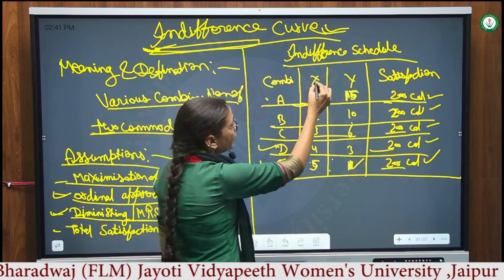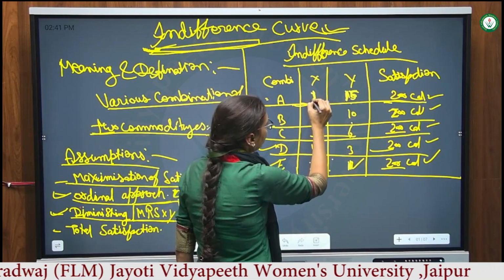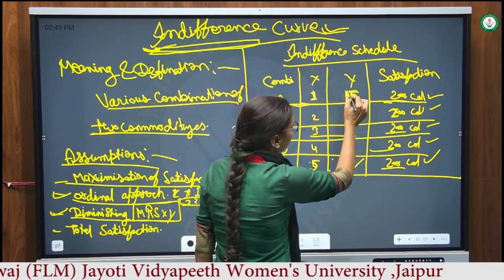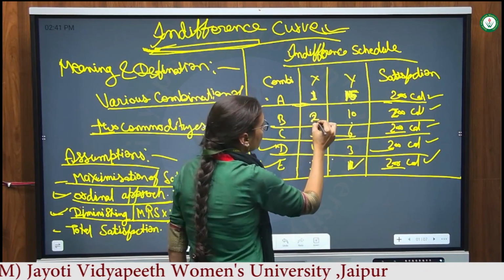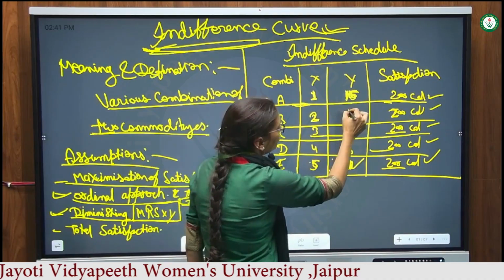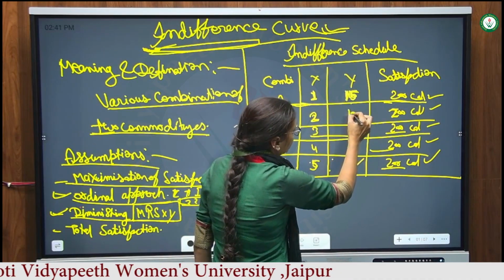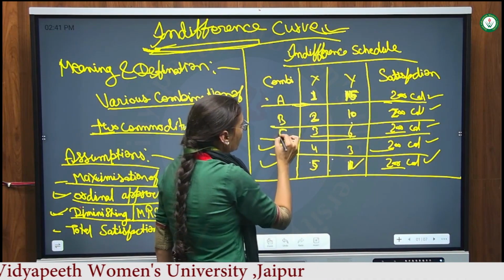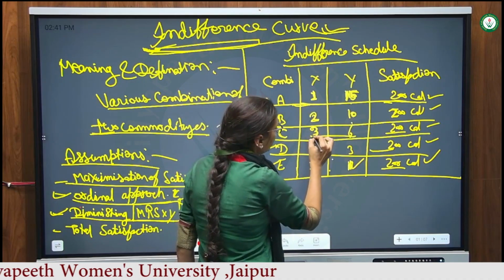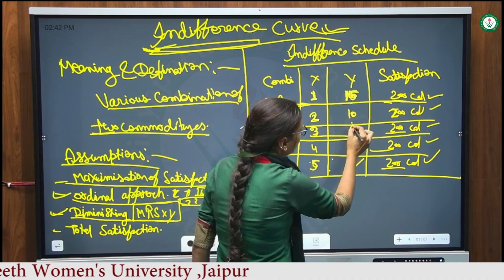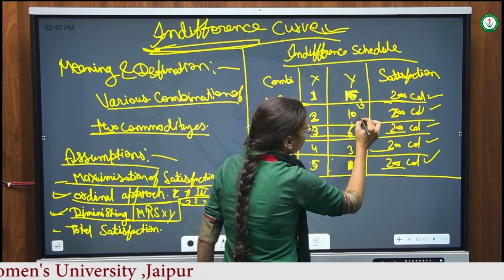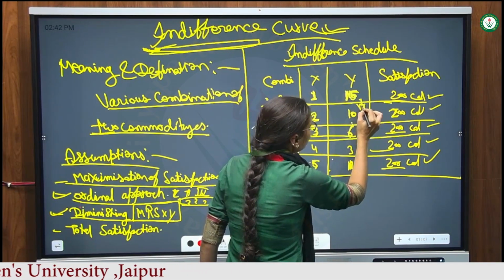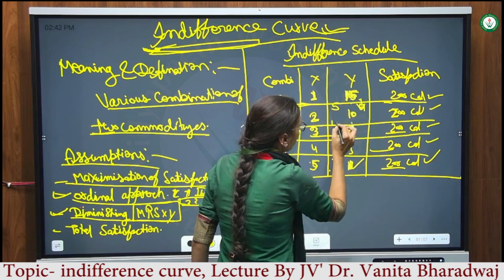For example, we have X commodity with 1 unit and Y commodity with 15 units. If we want to increase X commodities to 2, we have to reduce 5 units of the Y commodities. And if we want X to be 3 units, the Y unit is 6, it means first we substitute 5 units and then 4 units.